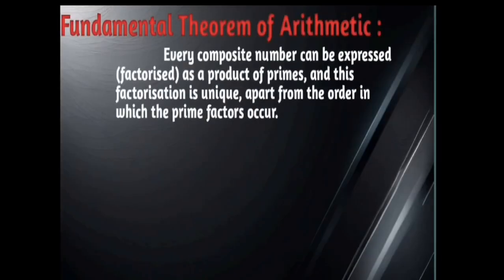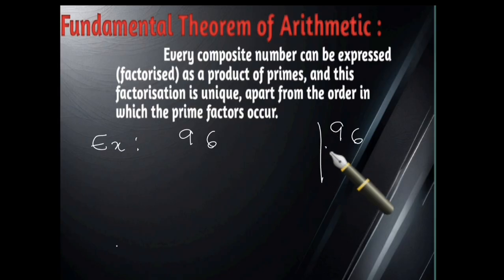Okay, now let us see the fundamental theorem of arithmetic. Firstly, we have to know the definition of the fundamental theorem of arithmetic. Every composite number can be expressed as a product of primes, and this factorization is unique apart from the order in which the prime factors occur. I am explaining this using an example. I am taking the number 96. 96 is a composite number, right?